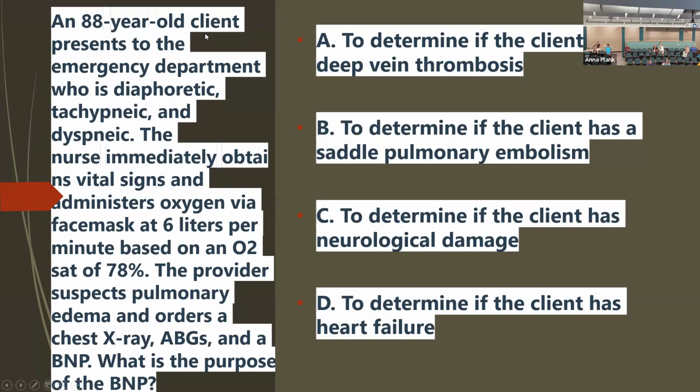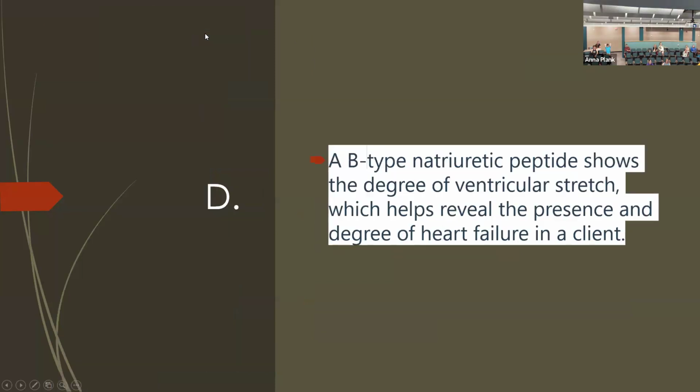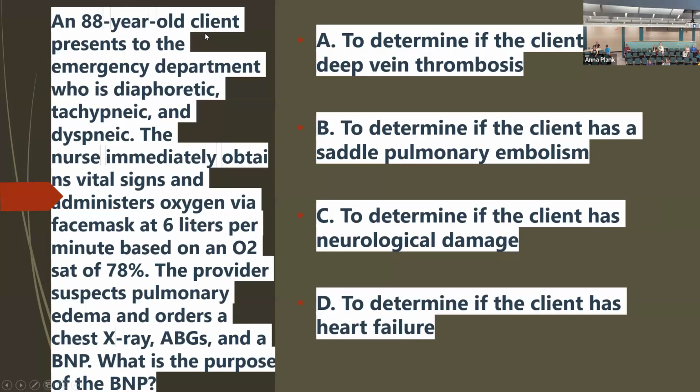What do we use a BNP for? Yep, we look and see heart failure. What signs in here show you that there is heart failure? What do we see? Symptoms, right? Those are our objective symptoms: diaphoretic, sweaty, tachypneic, breathing fast, and dyspneic, trouble breathing. Then we have our vital sign, which is a SAT of 78. So when you're reading questions, pull out what you can that will point you in the right direction.